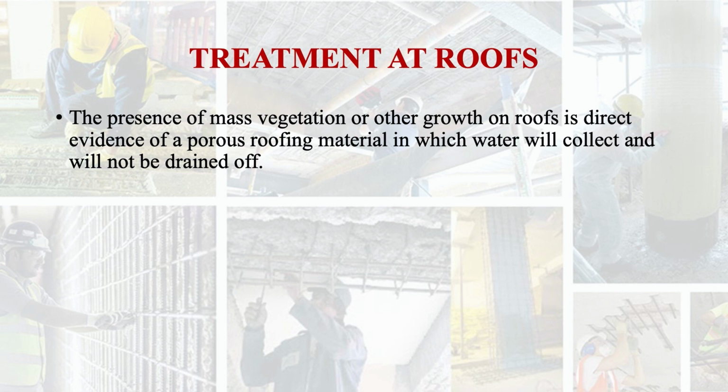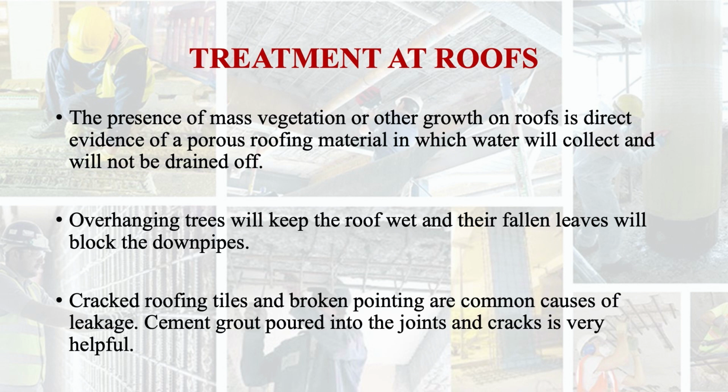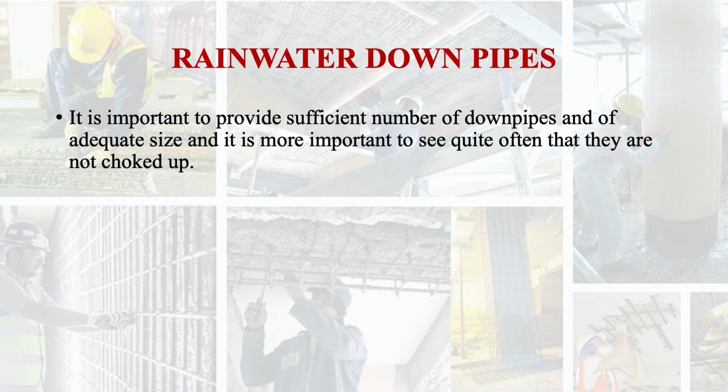Treatment of roofs. The presence of mass vegetation or other growth on roofs is direct evidence of a porous roofing material in which water will collect and will not be drained off. Overhanging trees will keep the roof wet, and their fallen leaves will block the downpipes. Cracked roofing tiles and broken pointing are common causes of leakage. Cement grout poured into the joints and cracks is very helpful. Insufficient roof slopes or flat pitches, which are too slow to drain off the rainwater quickly, are also one of the main causes of leakage. Now let's see rainwater downpipes.